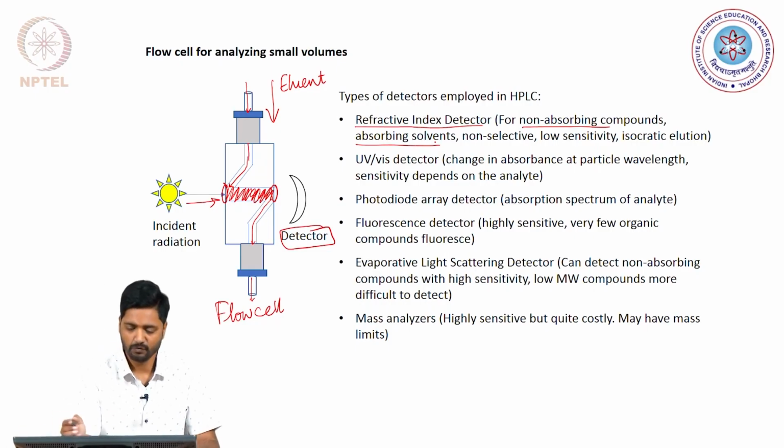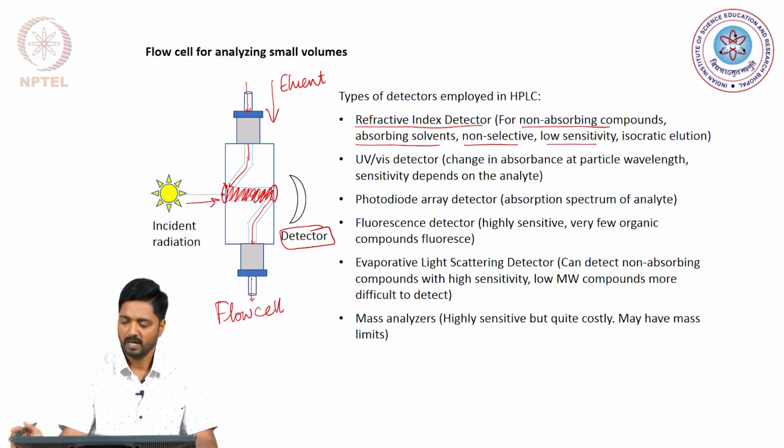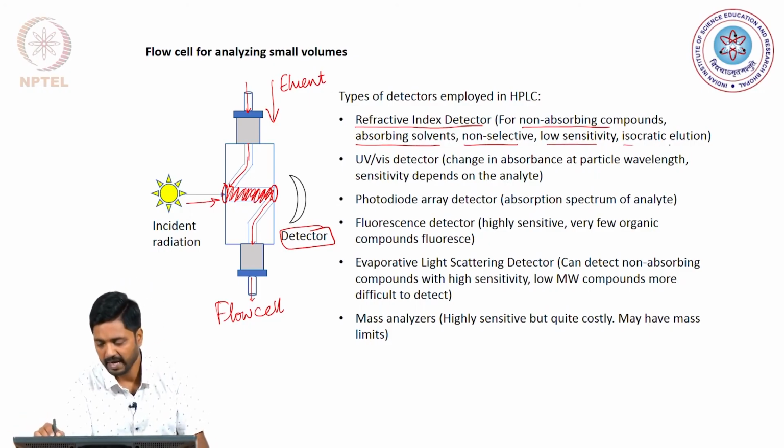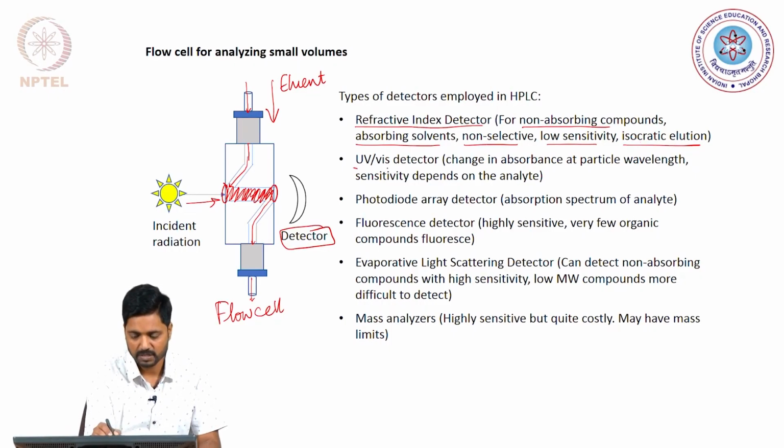It is of course non-selective, but has two considerable drawbacks in that it has a low sensitivity. It can detect in micromolar ranges and requires an isocratic elution, as has already been mentioned. Now, the other detector which you saw in the system that I had was a UV vis detector.